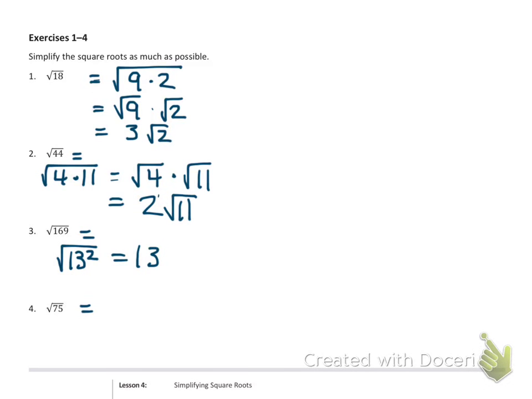Square root of 75. Okay, so I can see a factor that's a perfect square in there, and it would be 25. And so I can write 75 as 25 times 3. So this is going to be square root of 25 times square root of 3. So this is equal to 5 times the square root of 3.